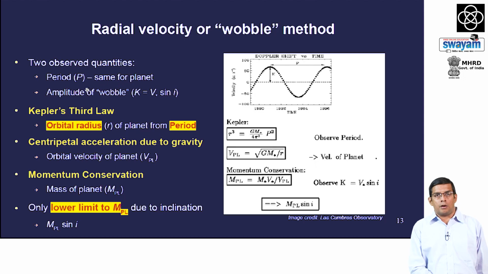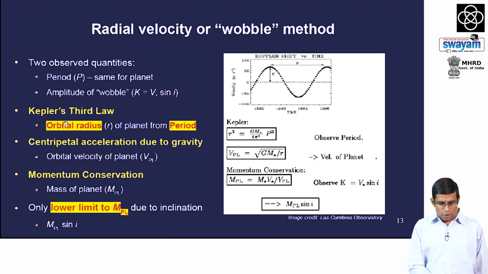Now, in this radial velocity or the wobble method, we have two observed quantities, namely the period P, which is seen in this graph, the distance between these two peaks with time. This is the period of wobble of the star, but that is exactly the same as that of the planet, because they are always on opposite sides of the barycenter. The second observed quantity is the amplitude of the wobble, which we denote by the symbol K, that is, v star sin I. The linear velocity of the star is called v star, and as we discussed, this is a component of the line of sight velocity, the component of the linear velocity. This is the K, the amplitude.